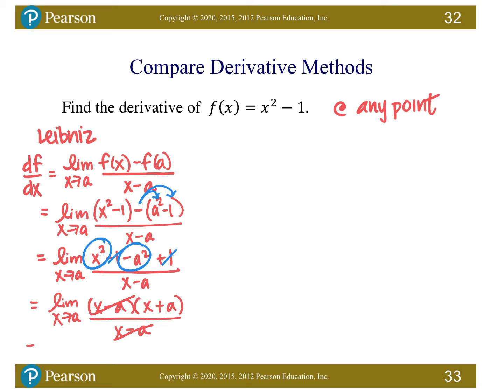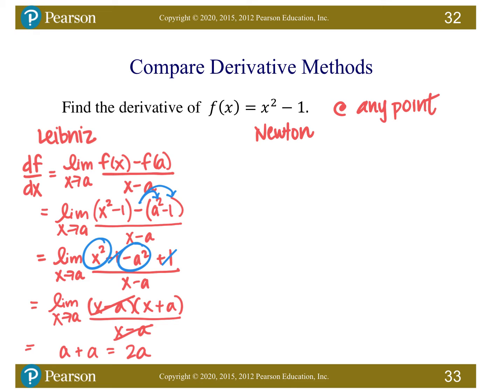Then we plug in any value, a, so instead of x plus a, it'll be a plus a, and 2a. So Leibniz tells us the slope anywhere on this function will be 2 times a. So if anywhere is 7, the slope will be 14. If anywhere was -3, the slope would be -6. It's always 2a. So let's see how Newton comes up with the exact same thing. I'm just going to confirm it with you.